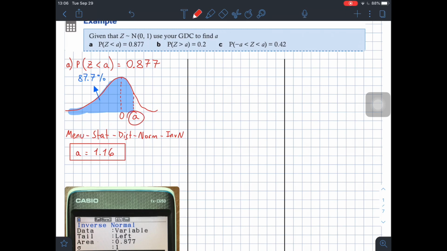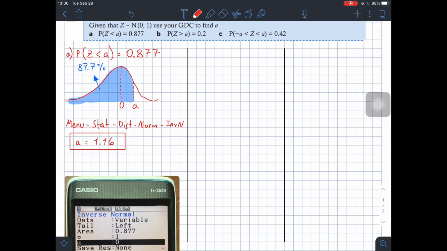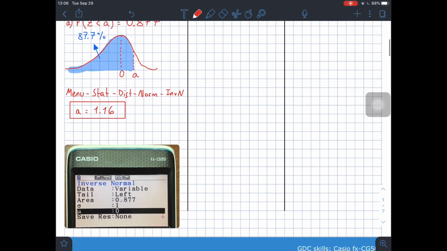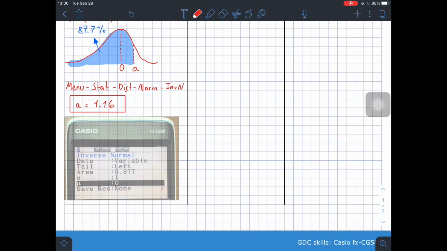And you see that this value makes sense with the exercise because we said that our mean was 0. So the value of A must be a value greater than 0. And we get a value of 1.16, which is completely logical for the problem. Okay, so this is correct. And you see here, I'm putting a picture of what you need to plug in the calculator to remember. Okay, so I'll leave that there.